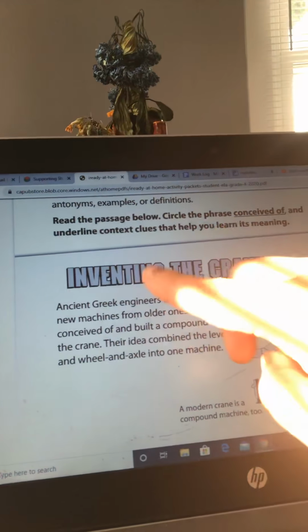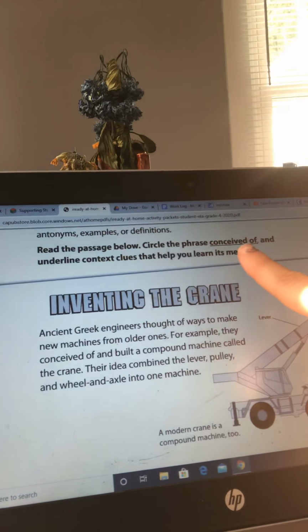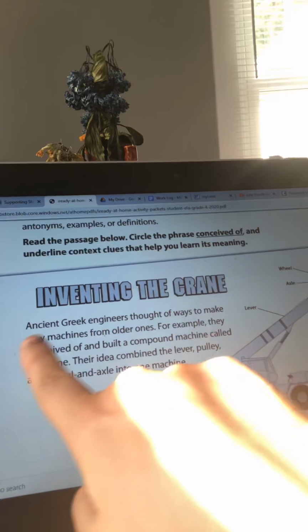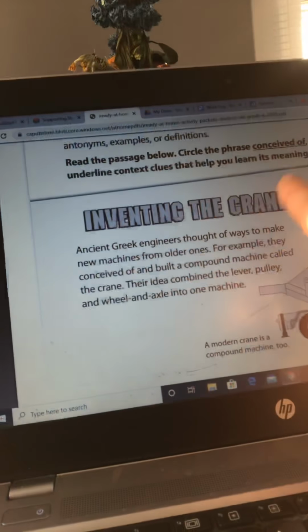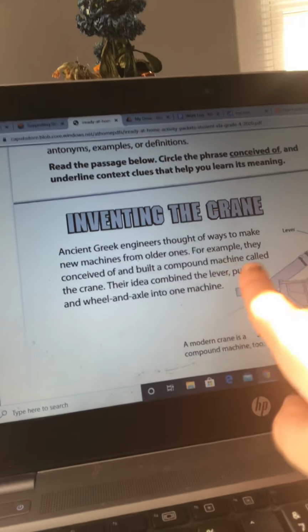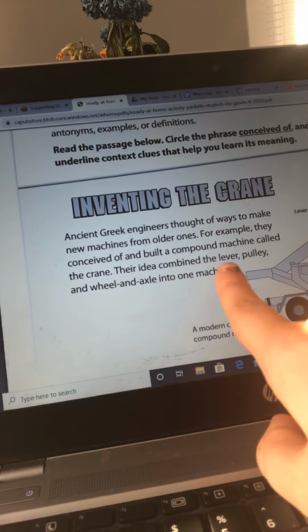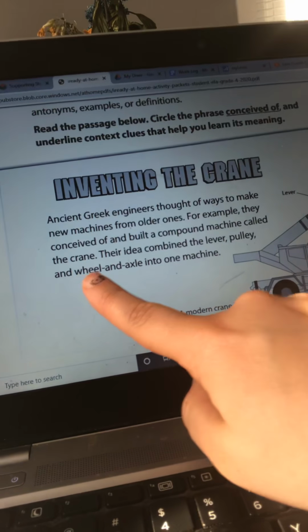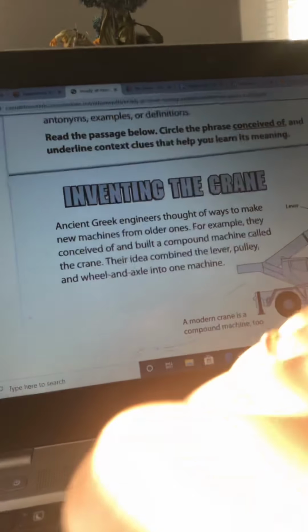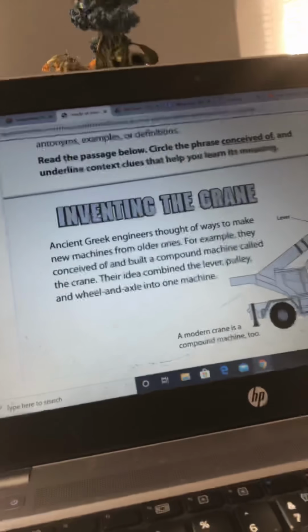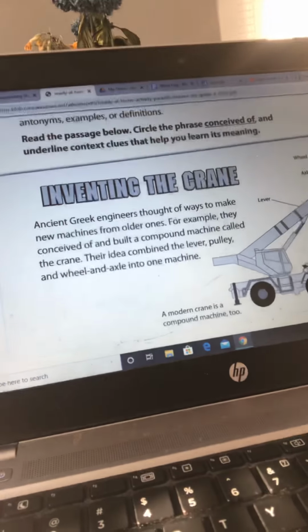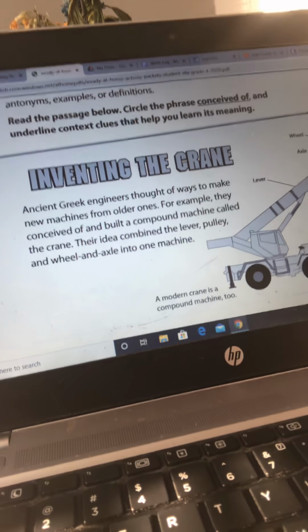So what are we supposed to do with the word conceived of? Circle the phrase conceived of. All right, so circle conceived of. If I'm going too fast, just pause this, circle it, and let's keep going. All right, circle that. And underline context clues. Okay, so we have to underline clues. Conceived of and built compound machine called the crane. Their idea combined the lever, pulley, and wheel and axle into one machine. A modern crane is a compound machine too. Okay, whatever.